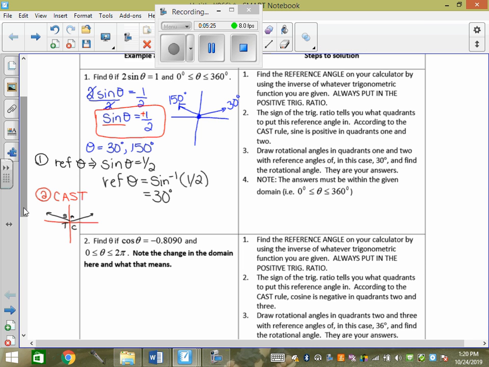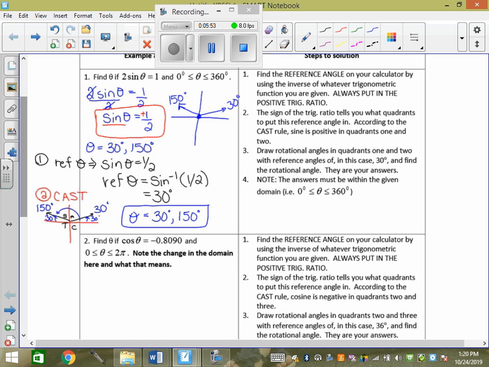So I know the reference angles to these are 30. Well, I already have quadrant 1 then because my reference angle is equal to the angle. How would I get this one? 180 minus 30. So it would be at 150, and I have my two solutions. So your first step is to get the reference angle. Your second step is to use CAST while determining terminal arms. And then your third step is just get the angles. Right?